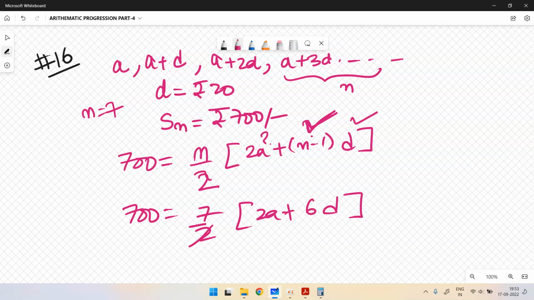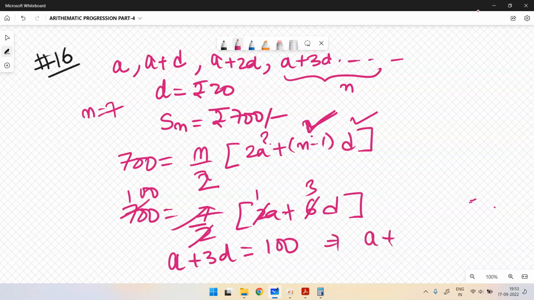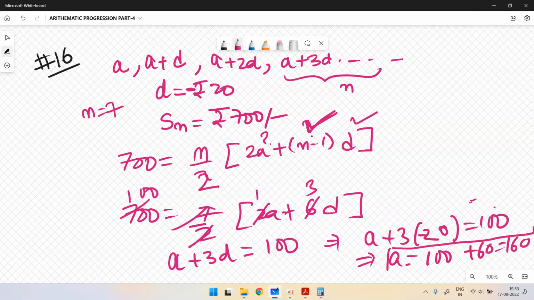I will directly cancel this: the 2, the 2, 3, the 6, this is 1. This is 7 into 100. 700 is 700, which implies that a plus 3d equals 100. It implies that a plus 3d, with d given as minus 20, so a minus 60 equals 100, which implies that a is nothing but 100 plus 60, which is 160.